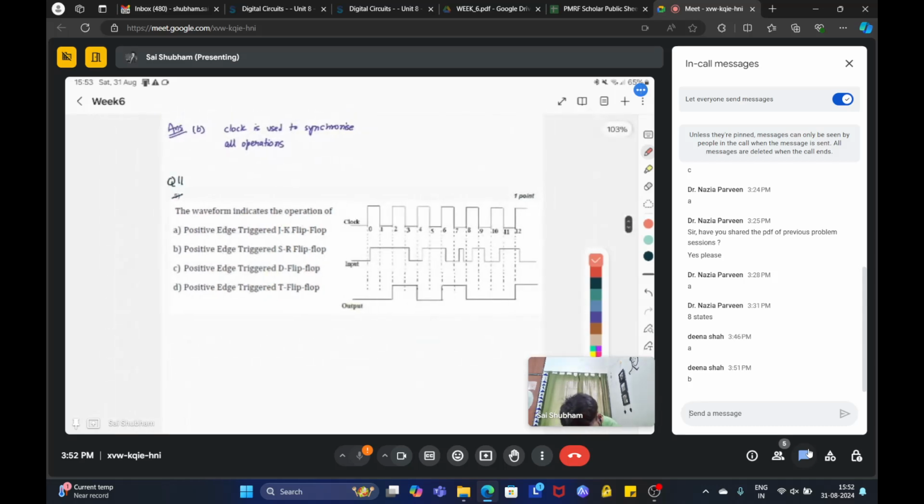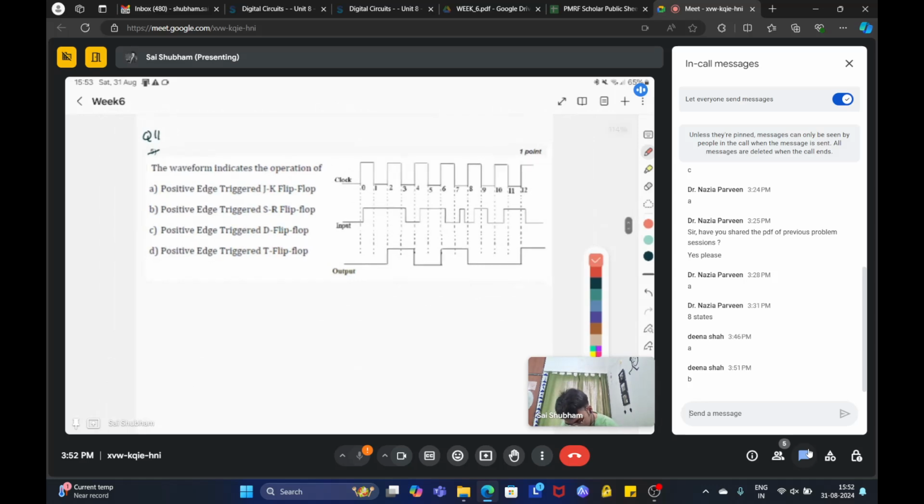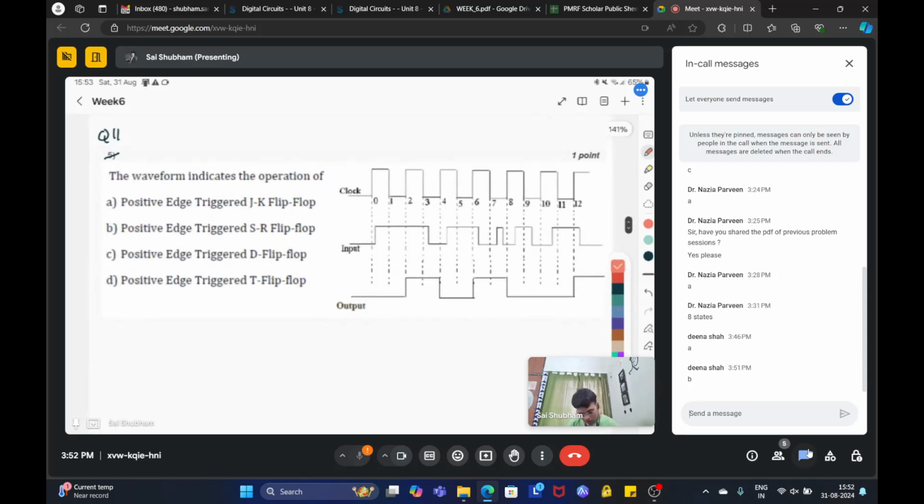So before this, I wanted to ask one question. Okay, let's solve this question. So given a clock signal and input and output, you have to tell which flip flop this is. I'll give you about 5 minutes to solve this question.